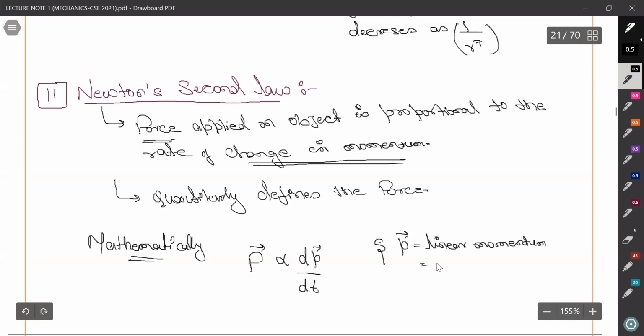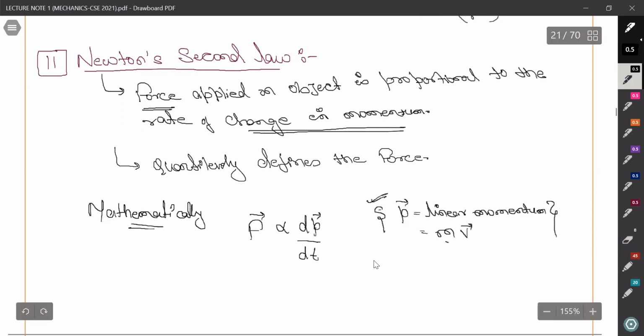For now, just understand this is mass times its velocity. Okay, mass times its velocity, instantaneous mass and instantaneous velocity at that time. So it is mass times the velocity. We will see this in coming lectures also. We will have a complete discussion on the momentum, the significance of momentum.